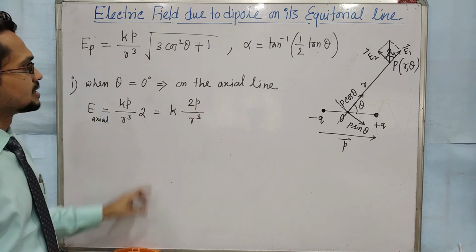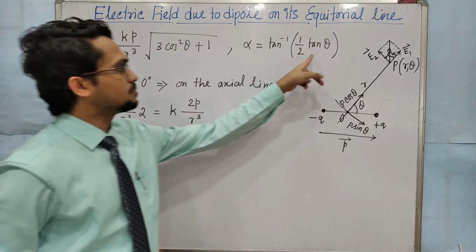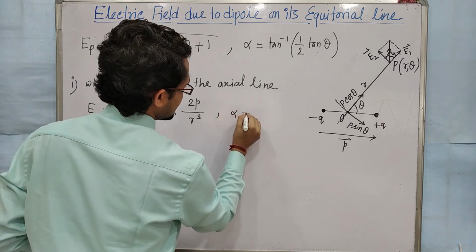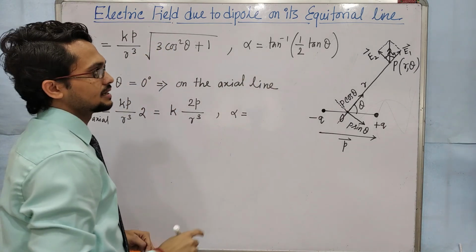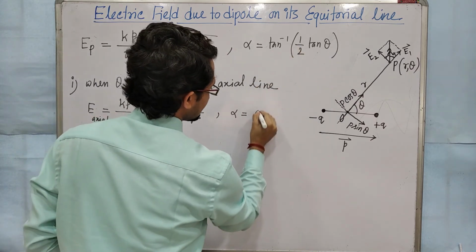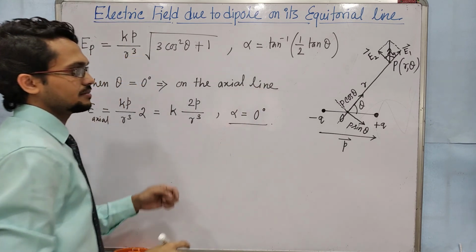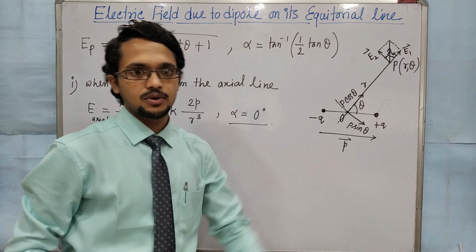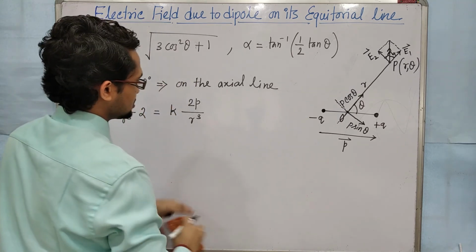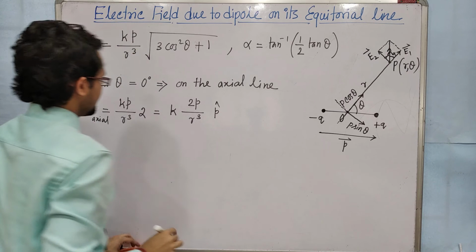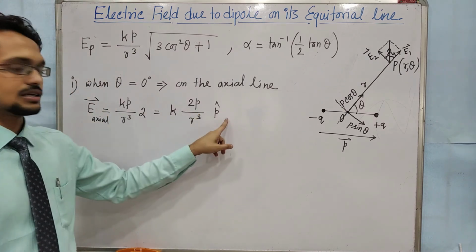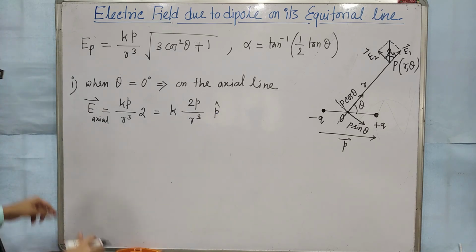Now put theta 0 in the angle: tan 0 degree means 0, so tan inverse 0 is 0 degree. 0 degree means along the direction of the dipole moment. So alpha equal to 0 degree means p cap. So E axial will be K 2p by r cube p cap. This was our formula.